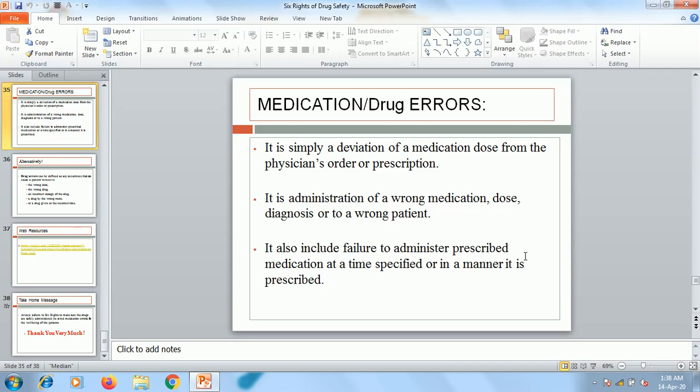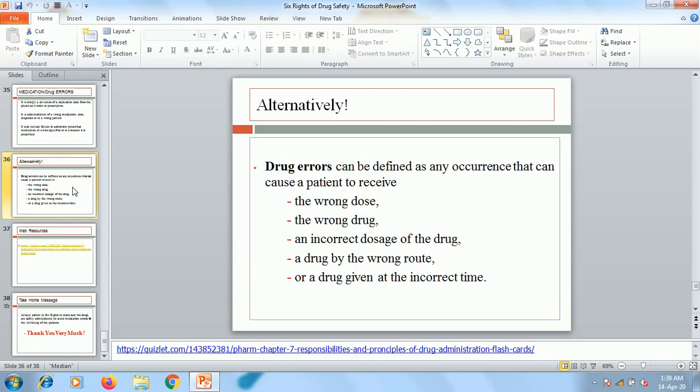Everything goes wrong. The patient was right, the dose was wrong, documentation would be wrong, everything goes wrong. So it also includes a failure to administer prescribed medication at a time specified or in a manner it is prescribed. So drug errors can be defined as any occurrence that can cause a patient to receive the wrong dose, the wrong drug, an incorrect dosage of the drug, a drug by the wrong route, or a drug given at the incorrect time.